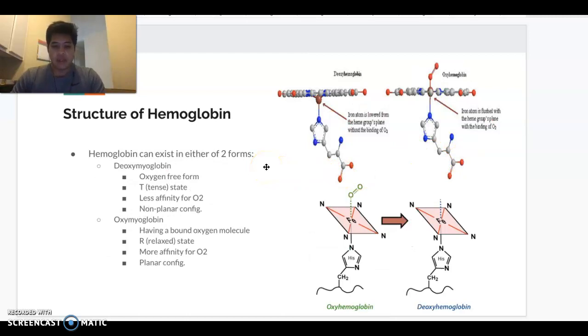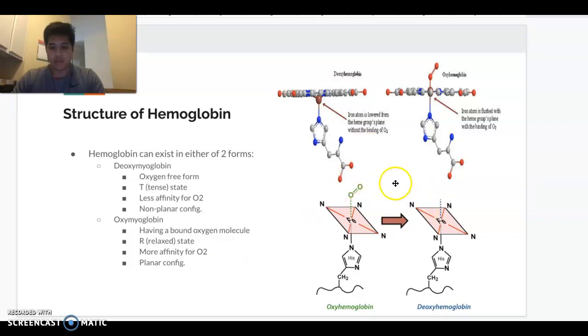So hemoglobin can exist in either of two forms, deoxyhemoglobin or oxyhemoglobin. Deoxyhemoglobin, also known as the oxygen-free form, or the T or tense state, has less affinity for O2 and is in a non-planar configuration, while oxyhemoglobin has a bound oxygen molecule, is also known as the R or relaxed state, and has more affinity for O2 and is in the planar configuration.